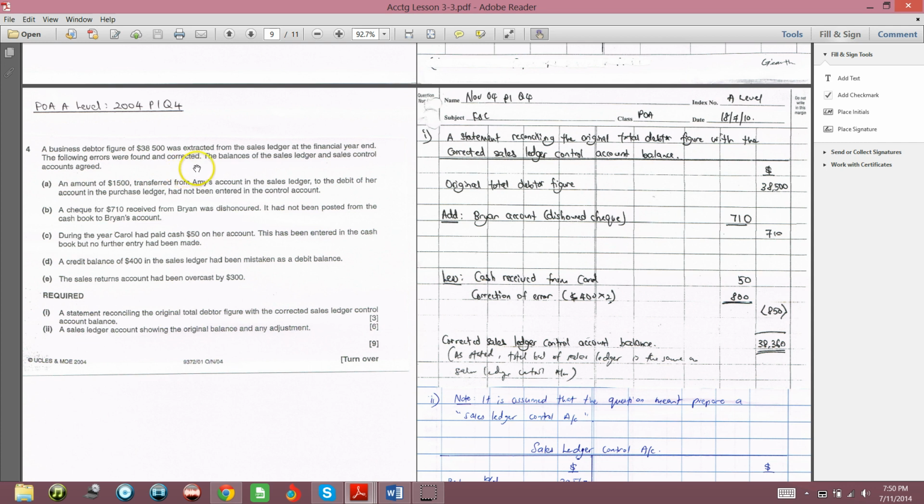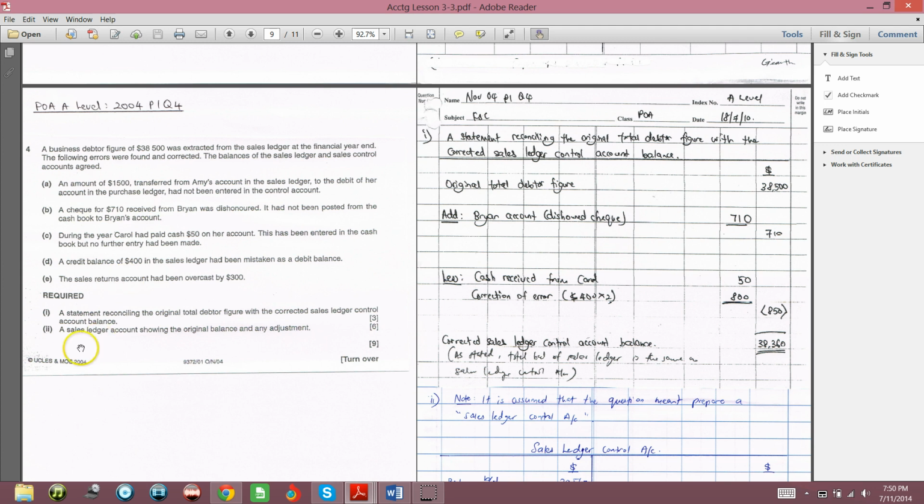The following errors were found and corrected. The balances of the sales ledger and sales ledger control account agreed. So after it has corrected the balances of the sales ledger, the person taking care of person number 1, and the sales ledger control account agreed.